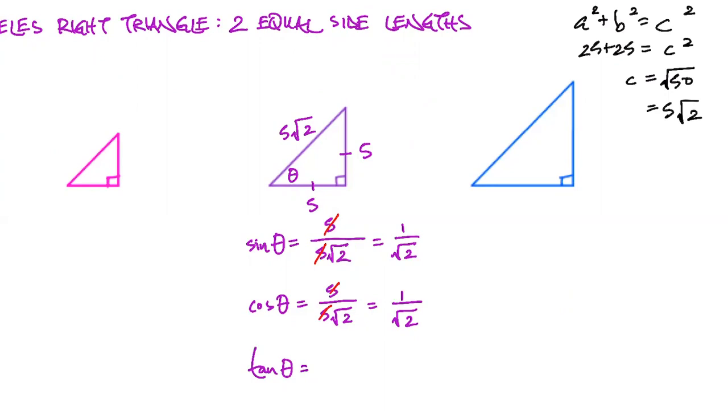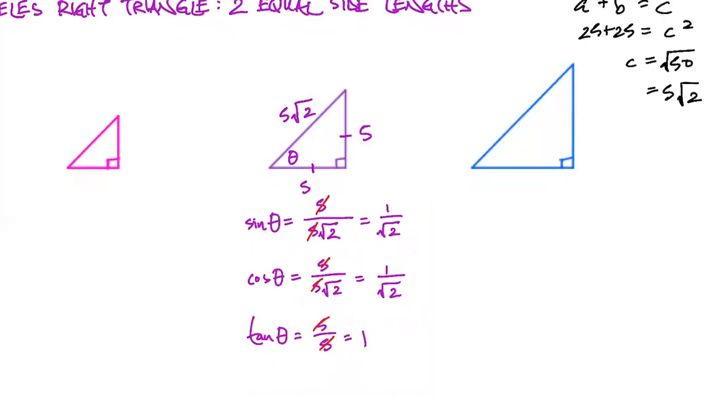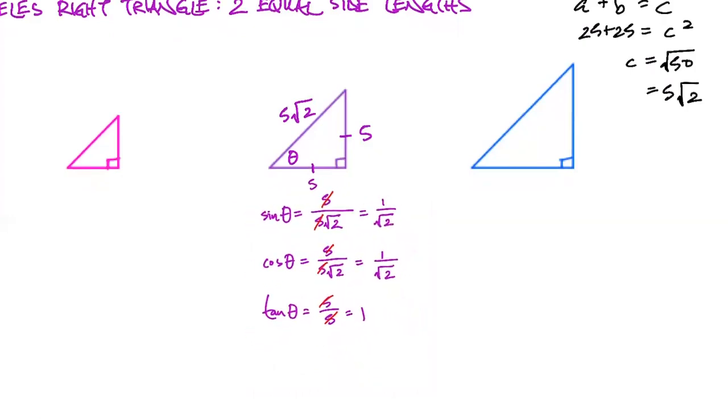All right, so how do we get our tangent theta? That would be the opposite side over the adjacent side. So 5/5, and that gives us 1, right? Okay. Not too hard. Good practice for figuring out sine, cosine, and tangent.